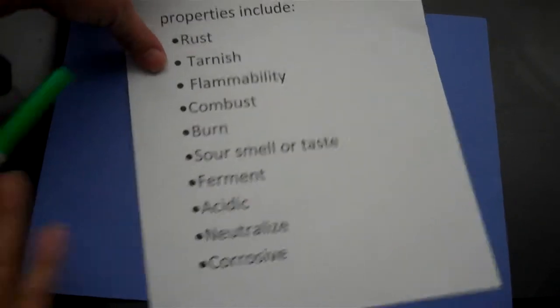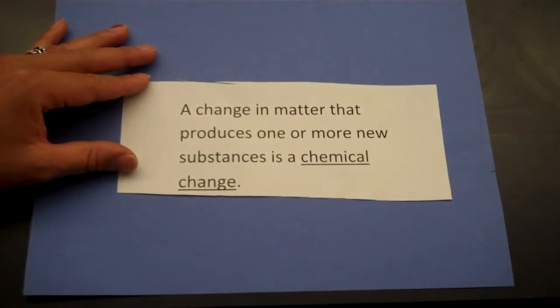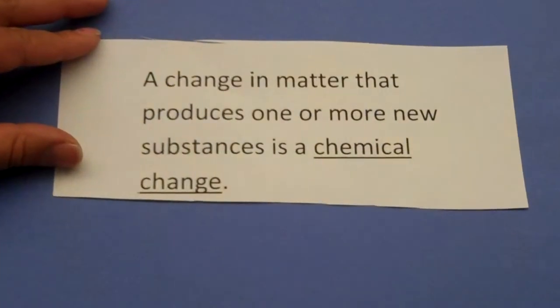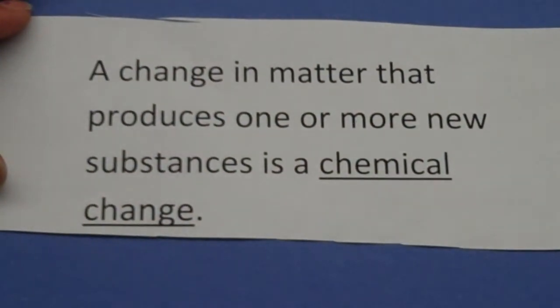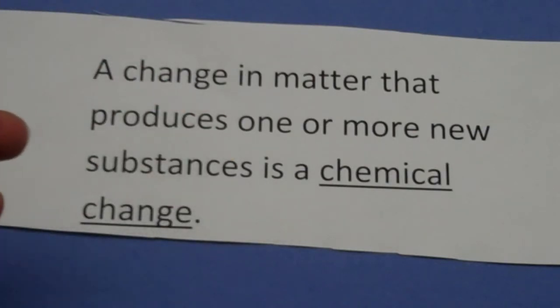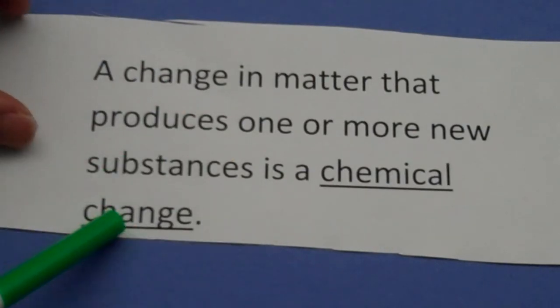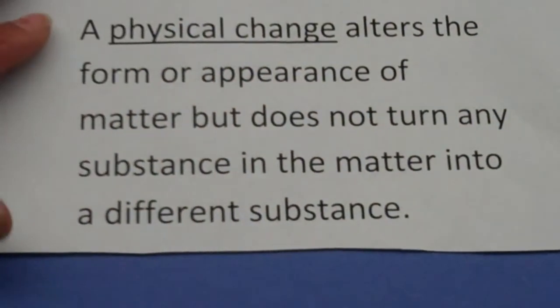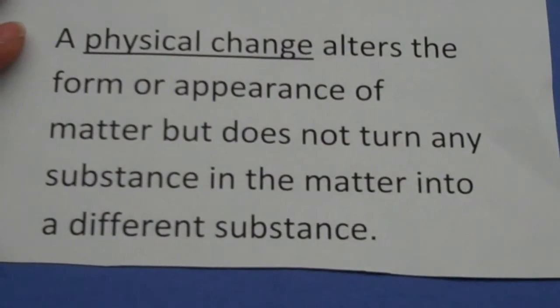The last couple things to tell you: a change in matter that produces one or more new substances is a chemical change. Again, like I said, we're going to put the physical properties and chemical properties together with the changes, whereas a physical change alters the formation or appearance of matter but does not turn any substance in the matter into a different substance.